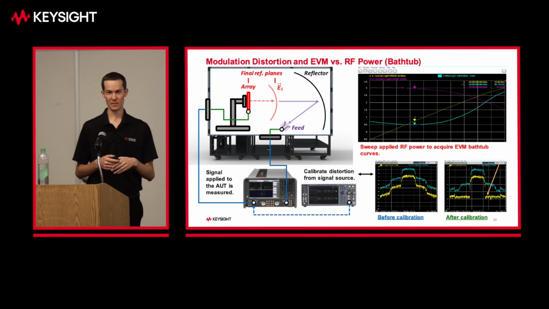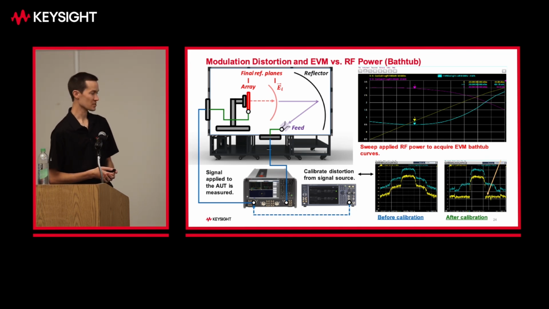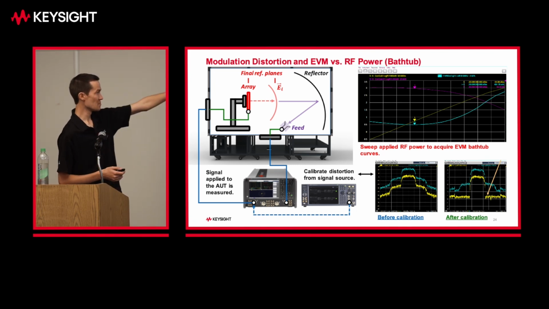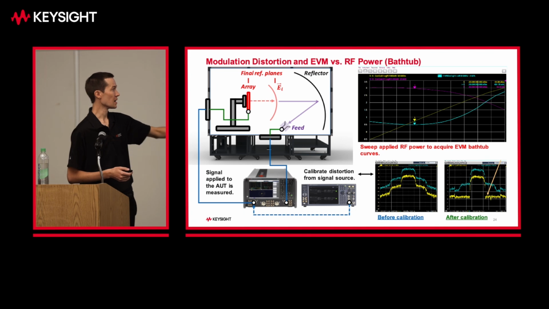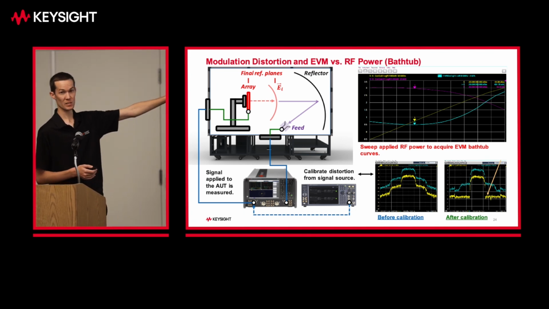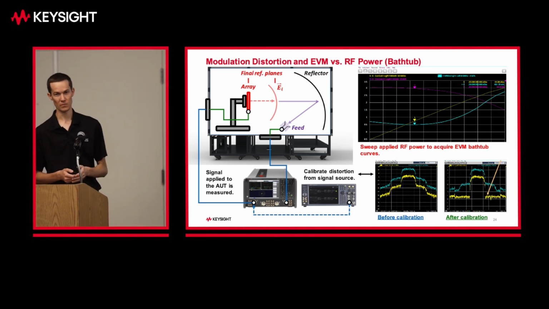As I said, there's a lot more than beam patterns and S parameters when it comes to phased array characterization. So we can also look at modulation distortion if we add a vector signal generator to our test setup. This is highlighting an example of an EVM measurement as a function of the applied RF power. And you can see the bathtub curve on the top right here. As we increase the power, we eventually put the amplifiers and the beamformer channels into compression, and the EVM gradually increases as we increase the applied RF power.